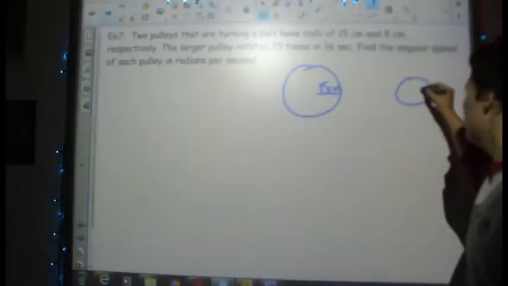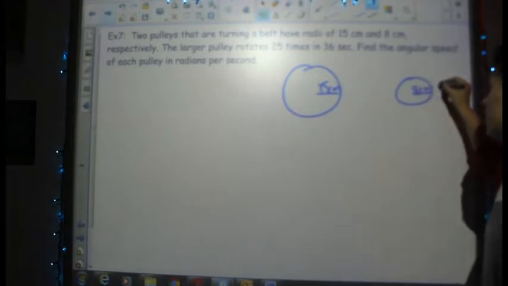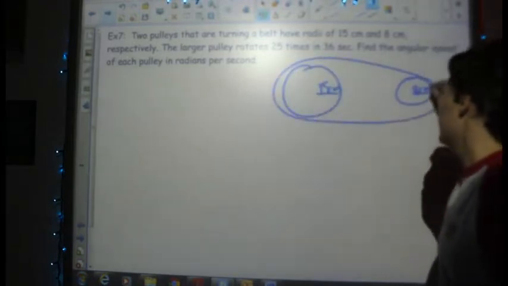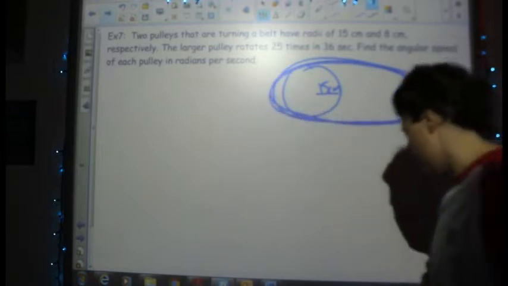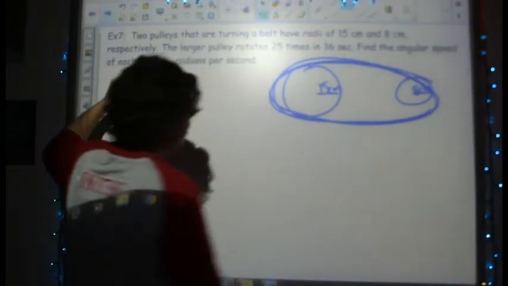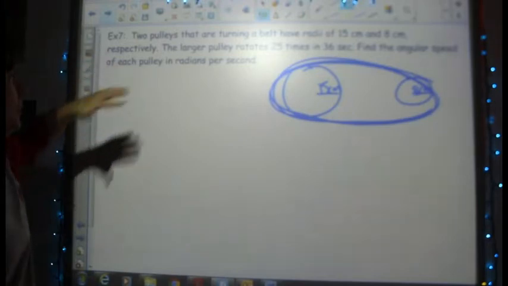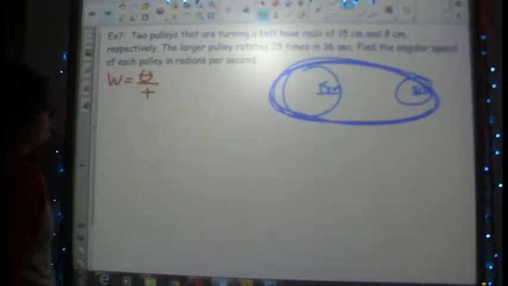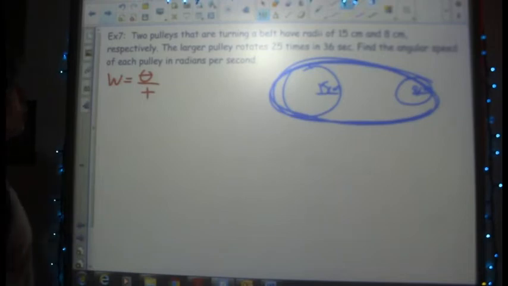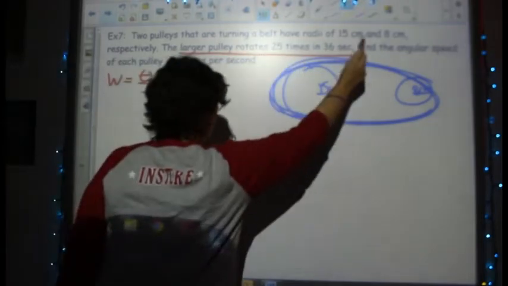And we have a little pulley with a radius of 8 centimeters, and there's a belt that's going around them. There's a belt that's going around the two of them. And it's asking me for the angular speed of each pulley. Remember, angular speed is theta divided by t. Well, for their larger one, they gave me some good information here.